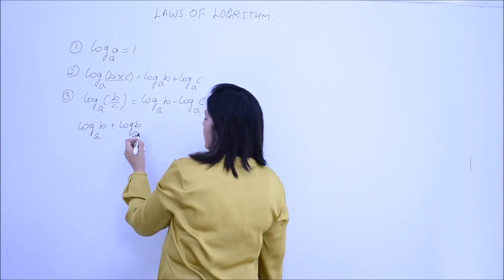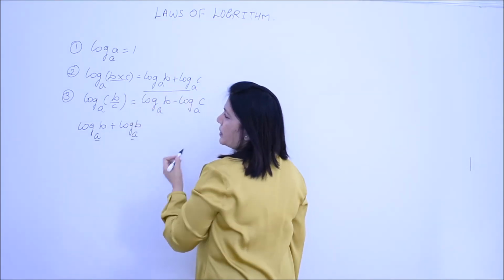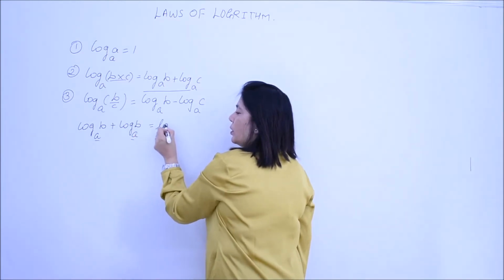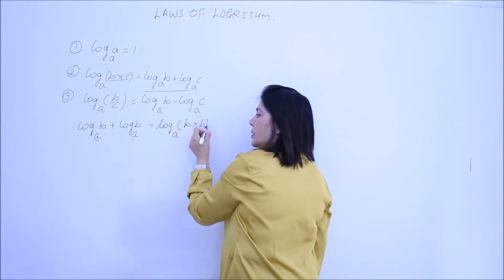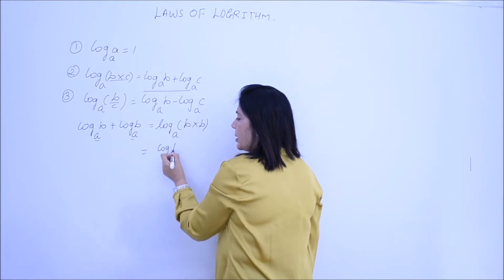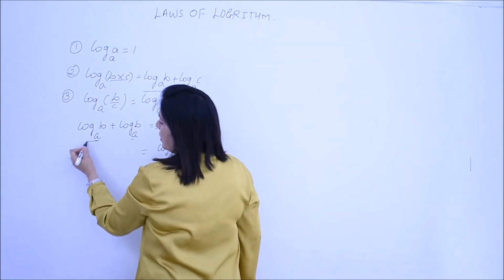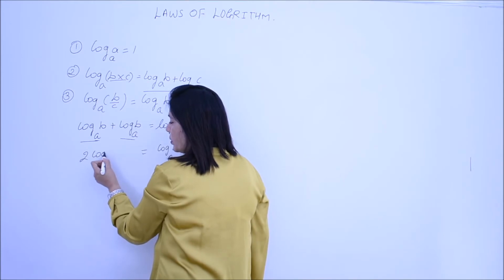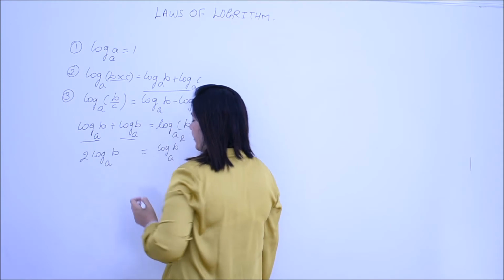So over here I know that addition of two logs having the same base means multiplication. So I can write the same thing as log to the base a of b into b, which is equal to log to the base a of b square. Over here log is added two times, so I can write 2 log to the base a of b.